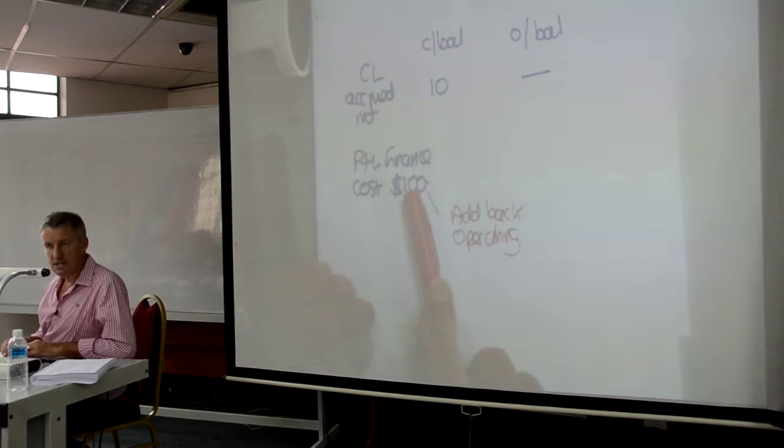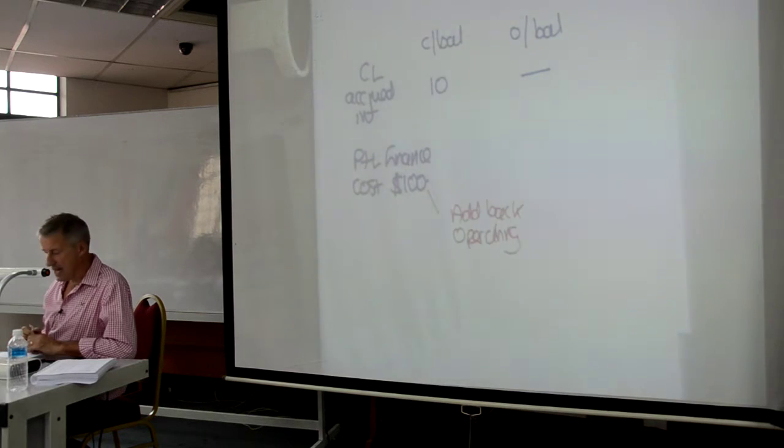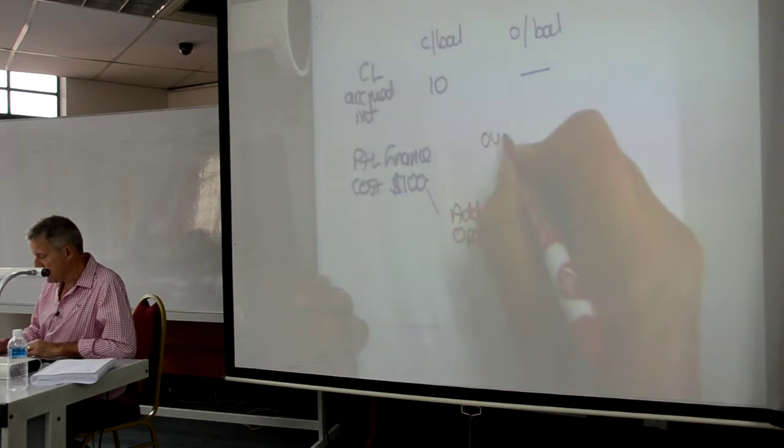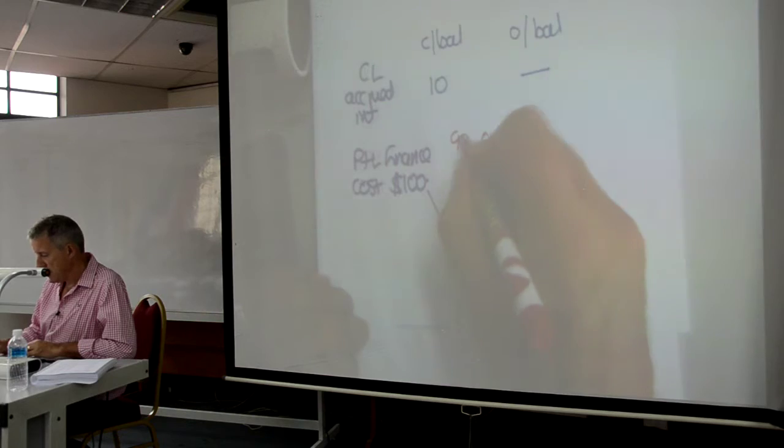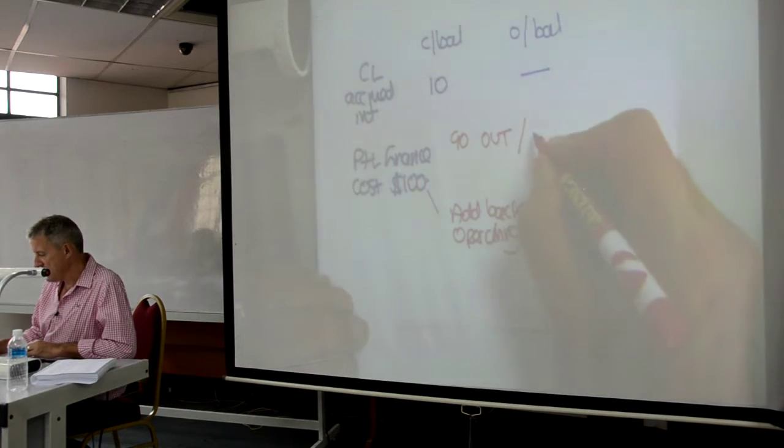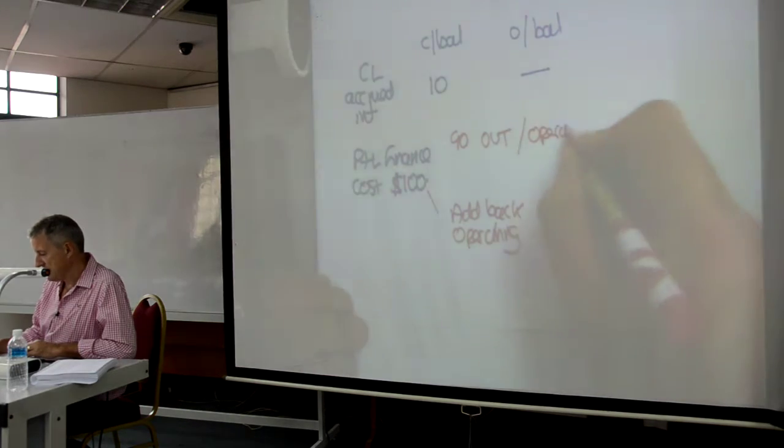You charge 90, you still owe 10, therefore you've got a figure of going out of 90, and that is in your operating activity section.